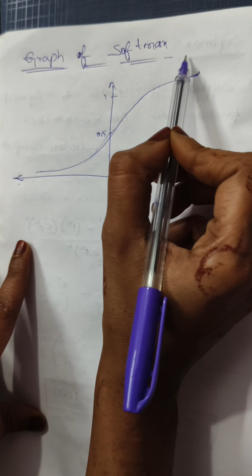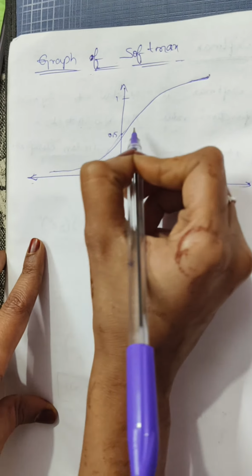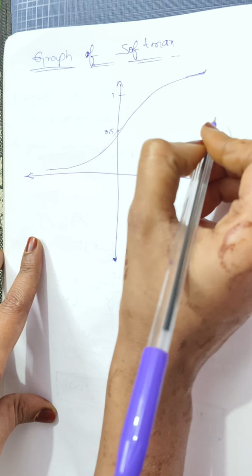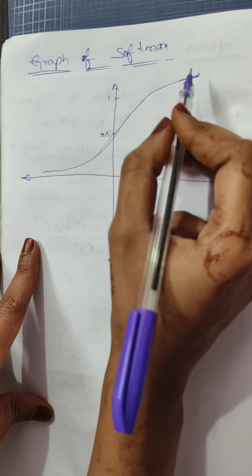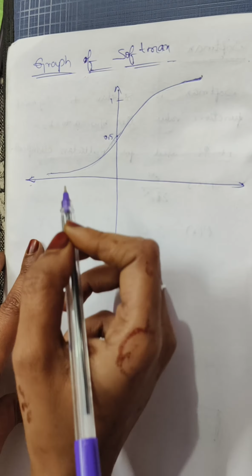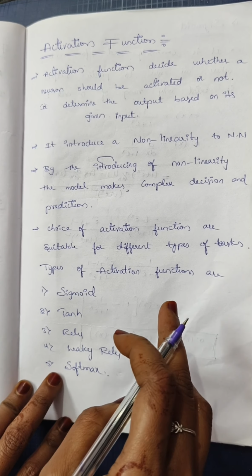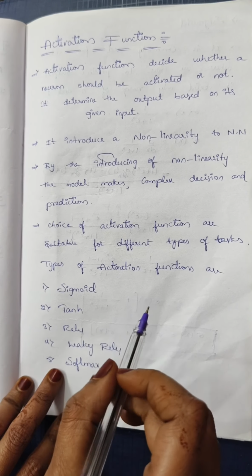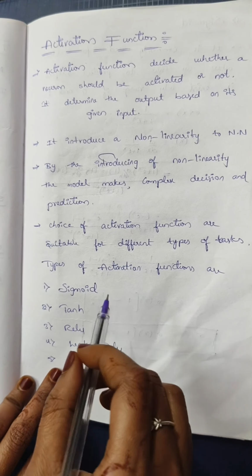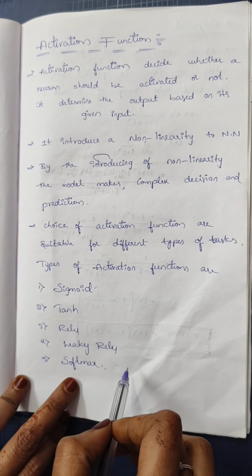This is the graph of the softmax activation function. This graph is also like the sigmoid activation function. The sigmoid activation function and softmax activation graph show the same shape. These are the activation functions. Based on the model, we use different types of activation function. Sigmoid is used for binary classification, and softmax is used for multi-class classification.